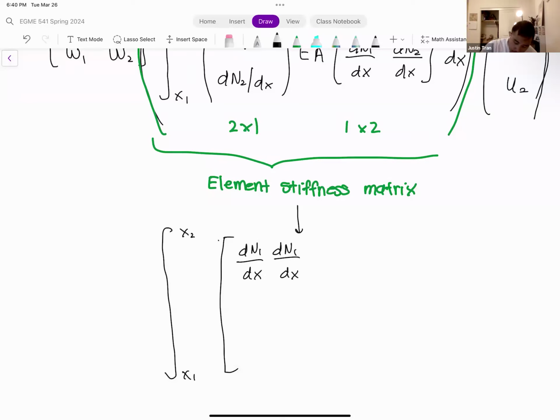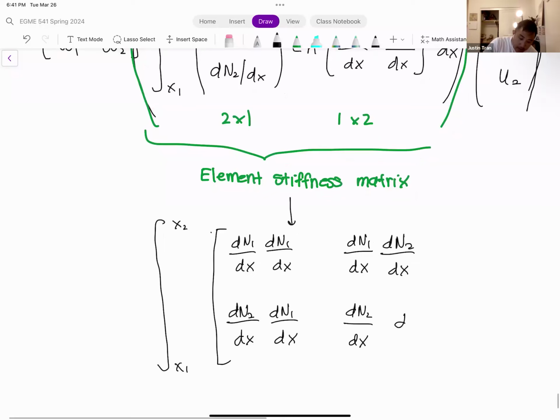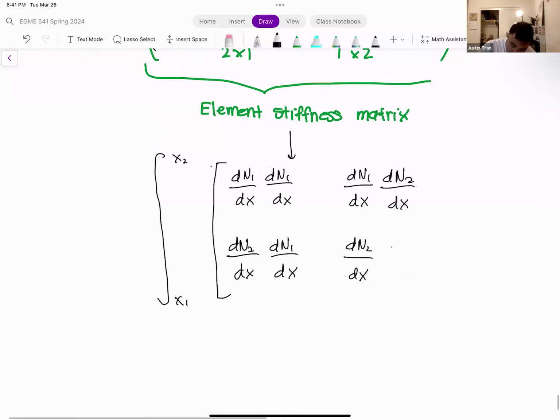Then we have dn1 dx, dn2 dx. And we have dn2 dx, dn1 dx, and then dn2 dx, dn2 dx, multiplied by EA dx.